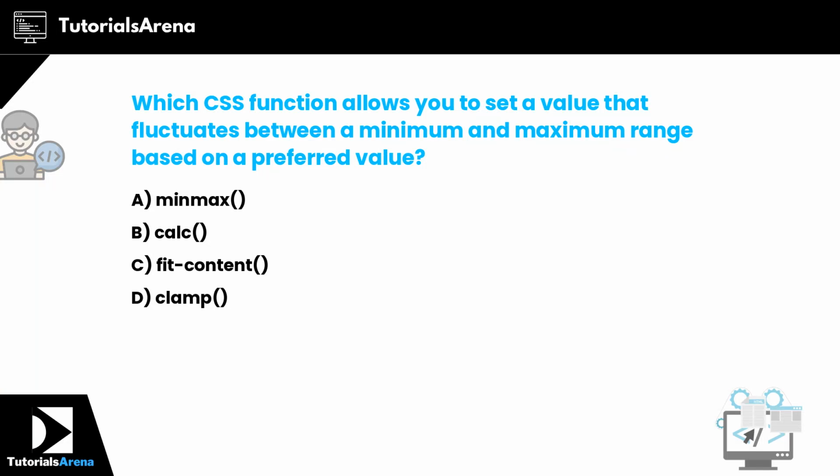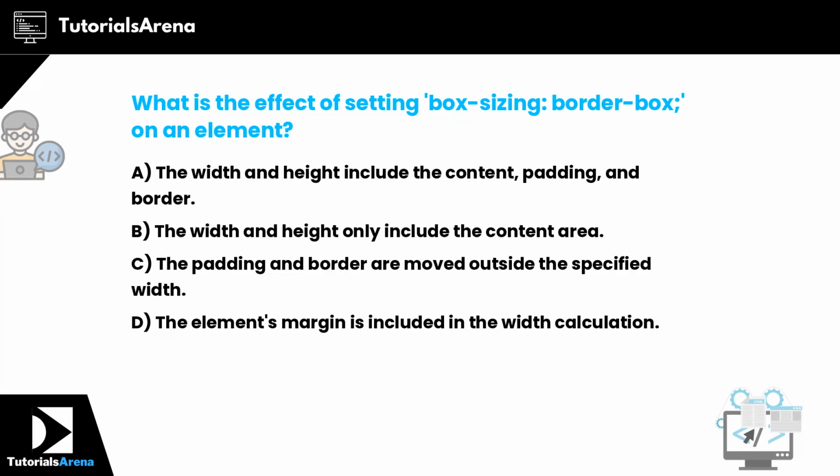Which CSS function allows you to set a value that fluctuates between a minimum and maximum range based on a preferred value? The correct answer is option D, clamp. What is the effect of setting box-sizing: border-box on an element? The correct answer is option A. The width and height include the content, padding, and border.